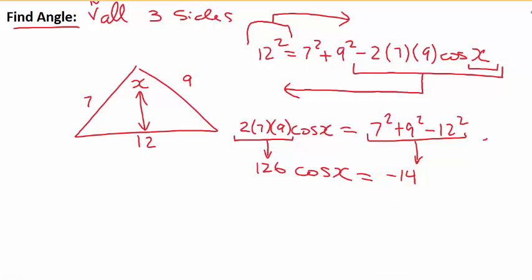Now, how do I isolate X? Divide by 126. Yeah, you have to get rid of that 126. So how do we do that? We divide both sides by 126. So you're going to end up dividing by 126.